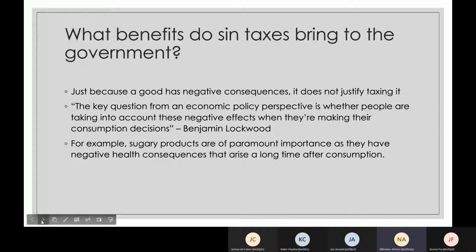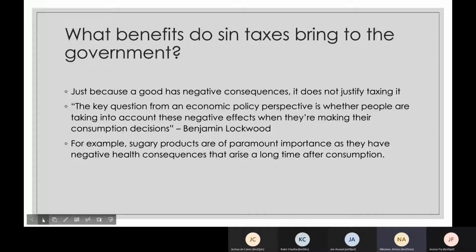As said by Wharton economist Benjamin Lockwood, the key question from an economic policy perspective is whether people are taking into account these negative effects when they're making their consumption decisions. To clarify, sugary beverages are of great concern to the government as the negative health consequences come a long time after their consumption. Moreover, sugary beverages are a dangerous product as people tend to underweigh the distant consequences and overweigh the upfront benefits of consuming unhealthy products.